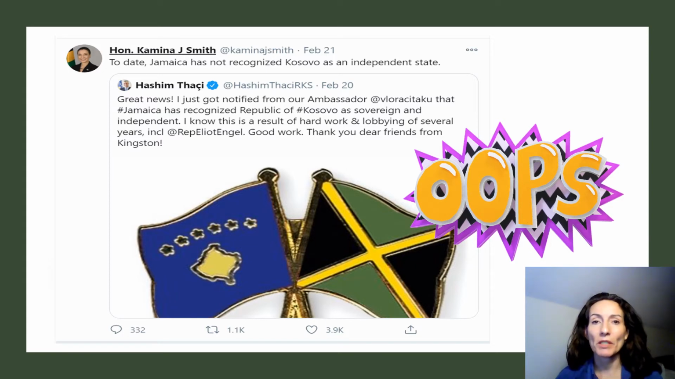Obviously, the different means in which recognition can be granted or even withdrawn may lead to confusion. I am reproducing here a tweet by the Minister of Foreign Affairs of Jamaica from February 2020, where she is forced to clarify a former tweet by the President of Kosovo explaining that Jamaica had not recognized Kosovo, contrary to the claims of the President.